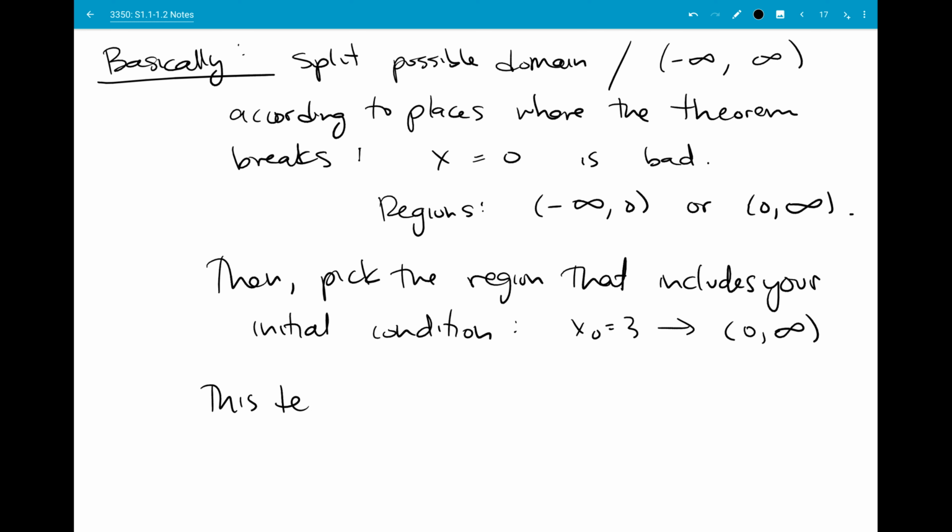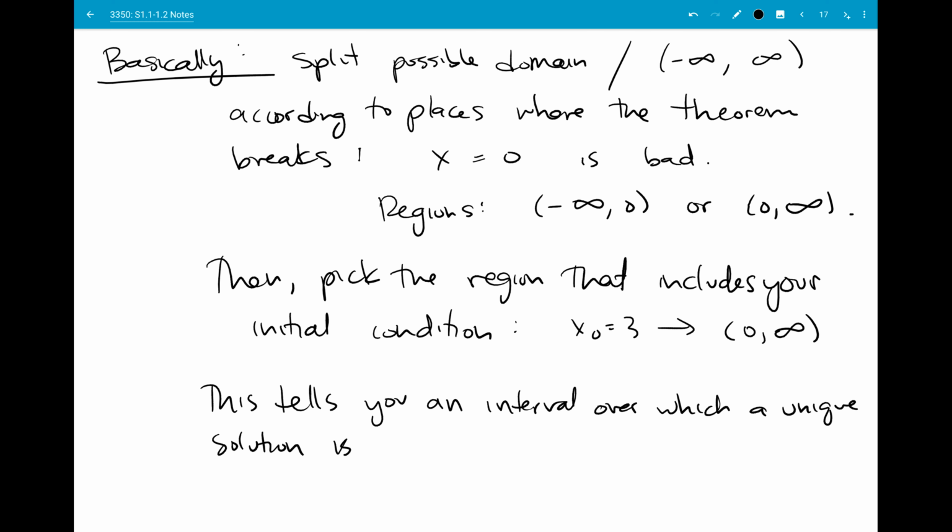And then this tells you an interval over which a unique solution is guaranteed by the theorem.